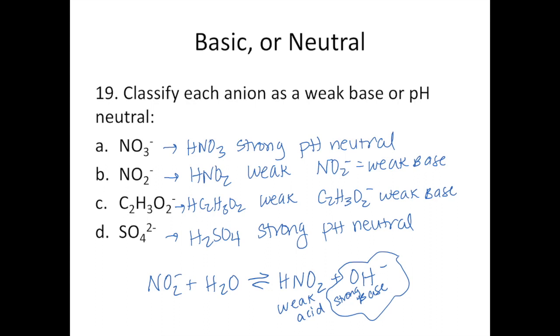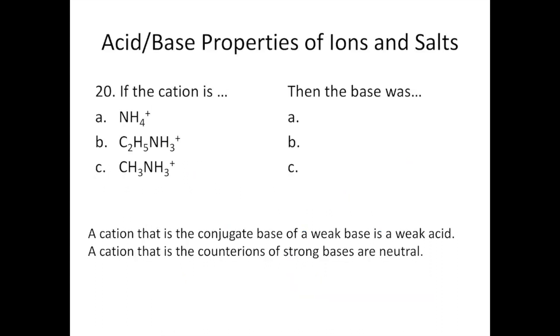Okay, we have acetate ion makes acetic acid. That's weak. So your acetate ion is a weak base. SO4 2-, sulfate, makes sulfuric acid, which is strong, and therefore it's pH neutral. All right, so the opposite goes for cations. Ammonium was ammonia. This guy, ethylamine.